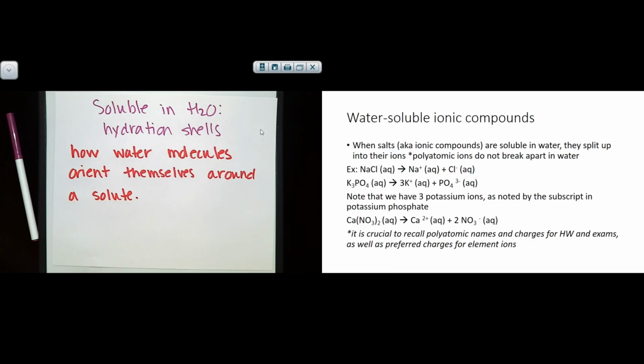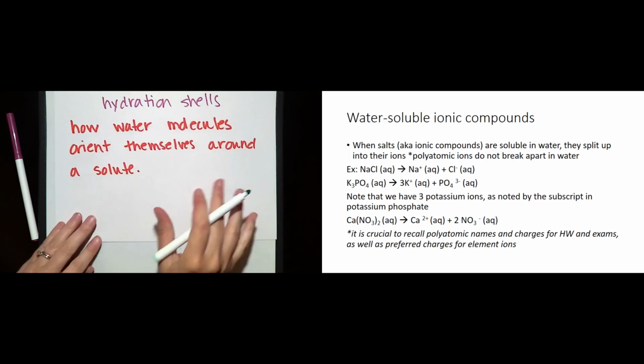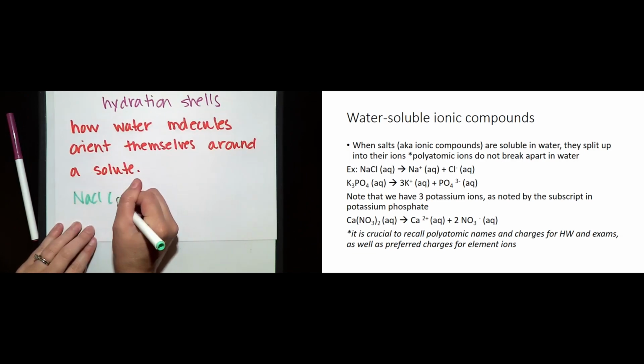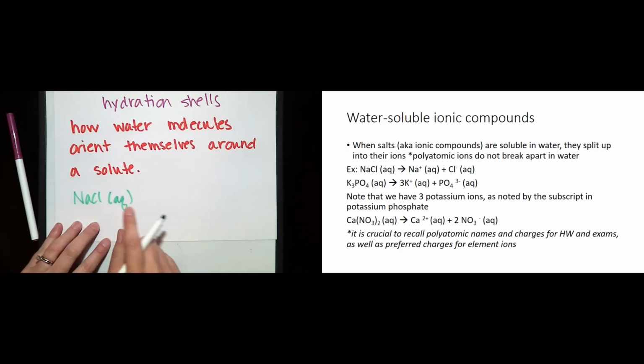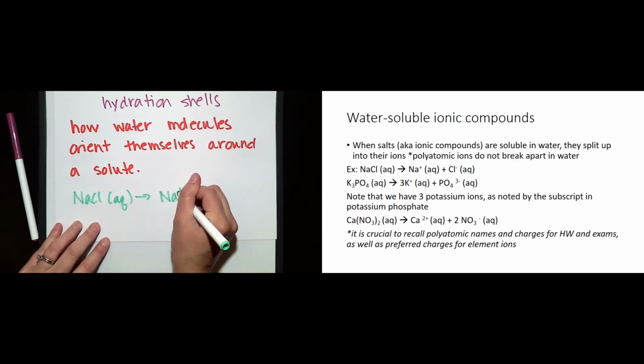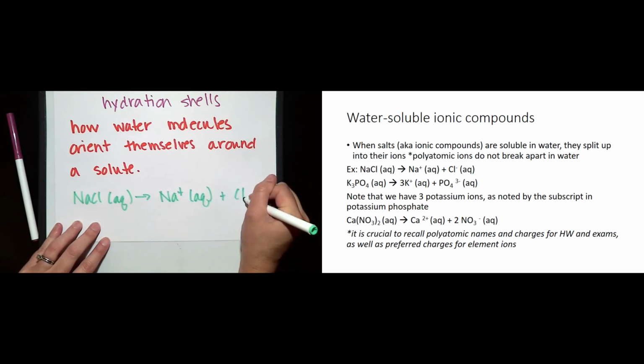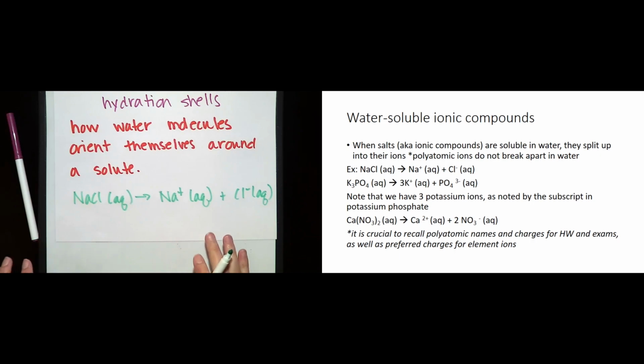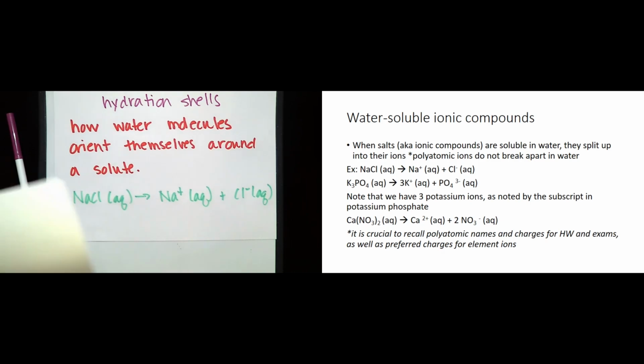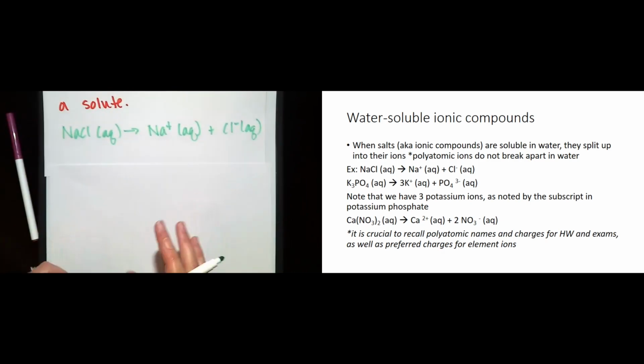All right, so salts, which are also called ionic compounds, when they are soluble in water, they split up into their ions. Now I do note polyatomic ions do not break apart into their elements. They stay as one unit. So I put a couple of examples on here. We've got sodium chloride. This is water soluble. So we put AQ, meaning soluble in water. And it breaks apart into its ions. That one's pretty straightforward. Okay, what does this aqueous mean? This aqueous means in water. And this is where we get these hydration shells.